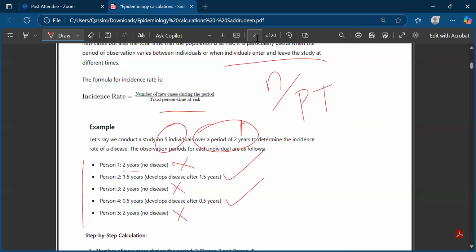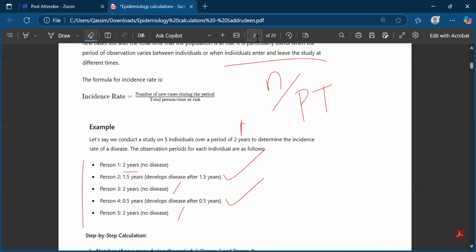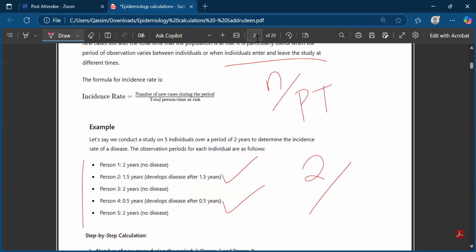Basically, look at the formula here: the number of new cases. How many are there in these 5 people? We just take this one and this one. These are the people who have developed the disease. That's 2, over the total person time at risk. In short, just add the years in decimals. So you take person 1, which is going to be 2 years. Person 2, 1.5.